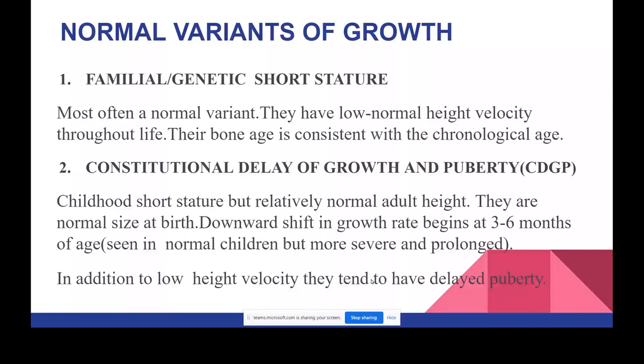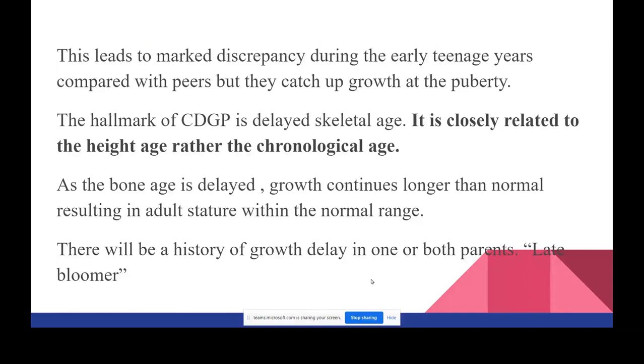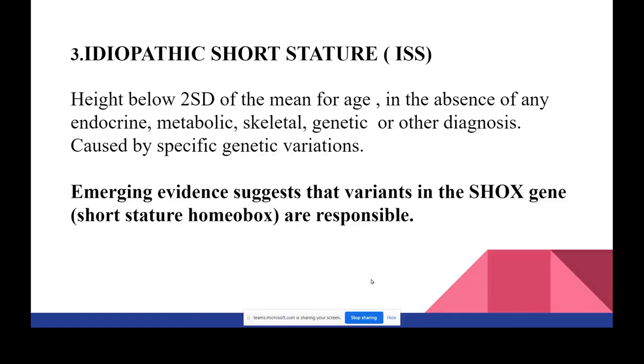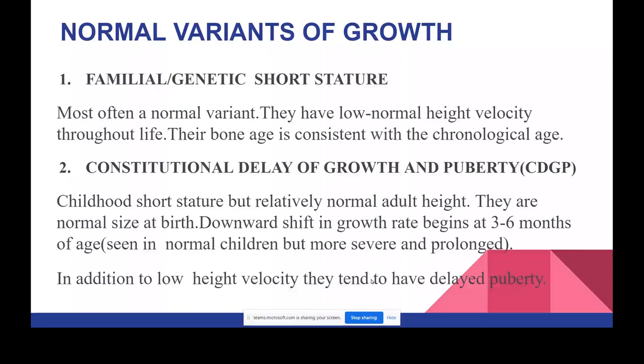Then we'll move over to normal variants of growth. There are four types of normal variant of growth identified: familial or genetic short stature, constitutional delay, idiopathic short stature, and small for gestational age babies who catch up their growth later on. Now we will take these four one by one. Number one, which we are all familiar with, is familial or genetic short stature. Most often it's a normal variant.